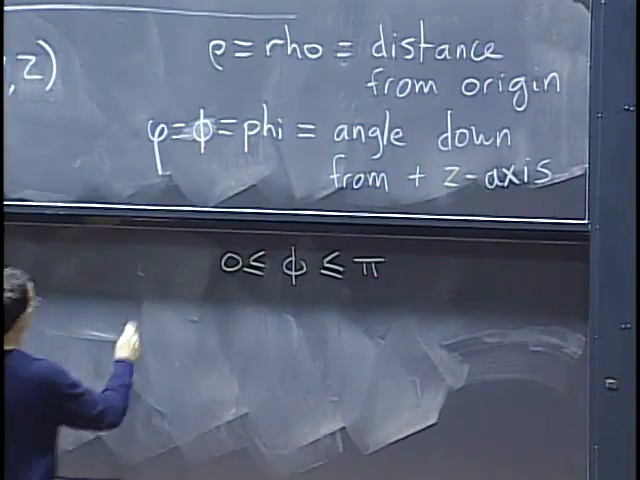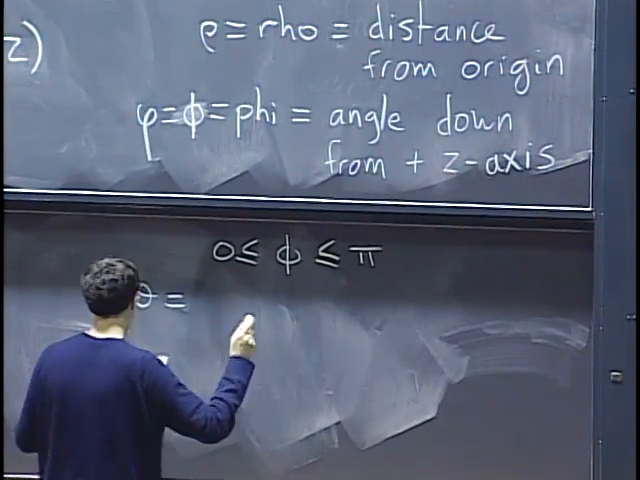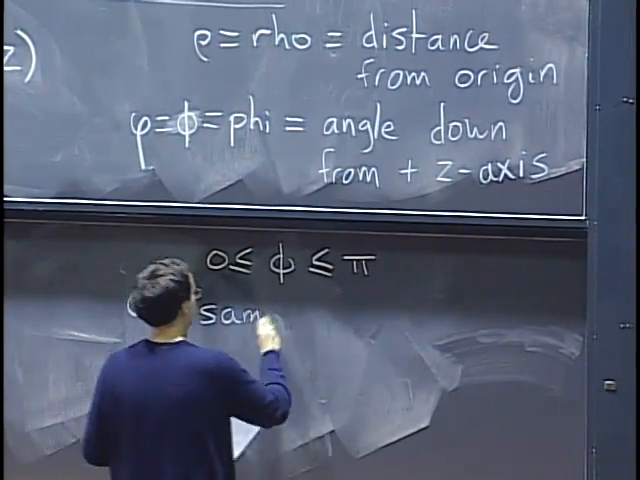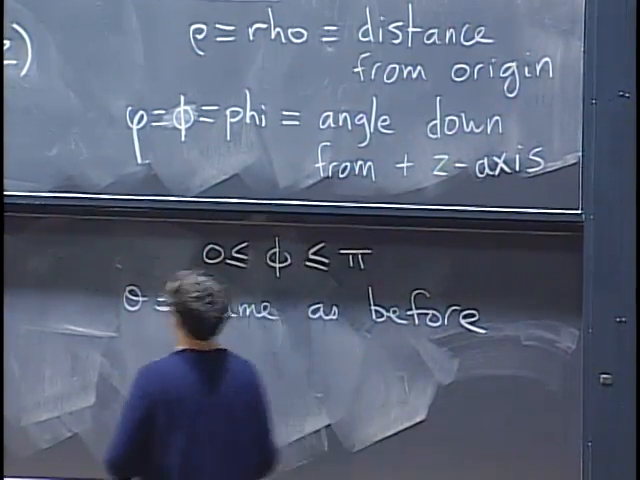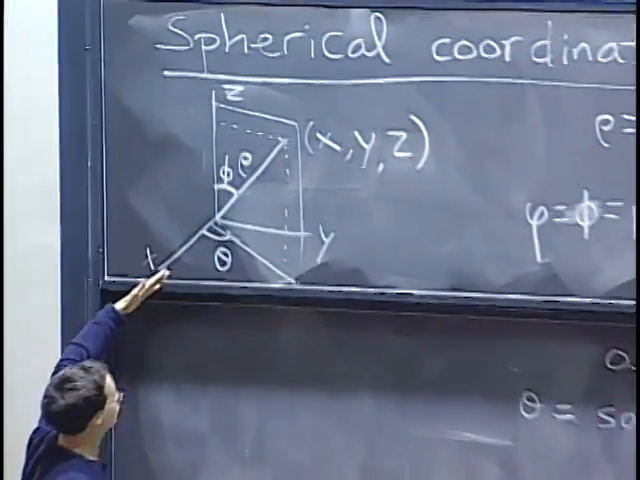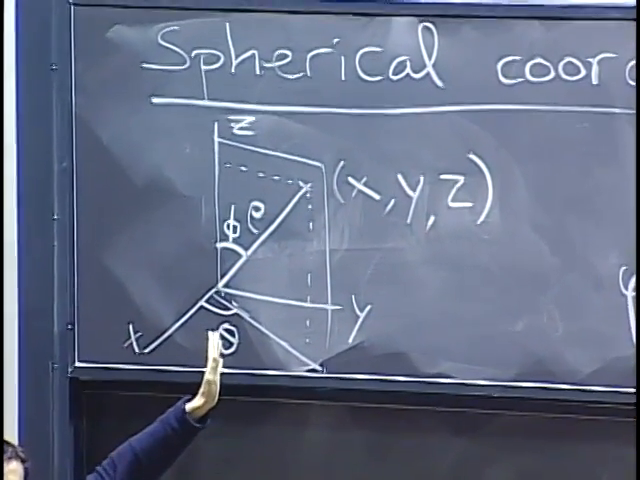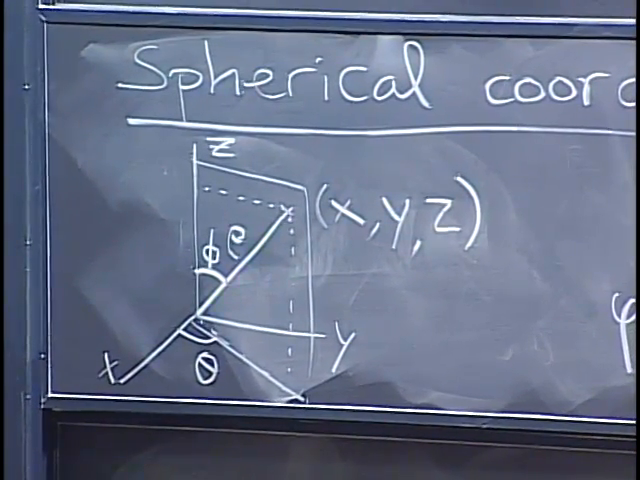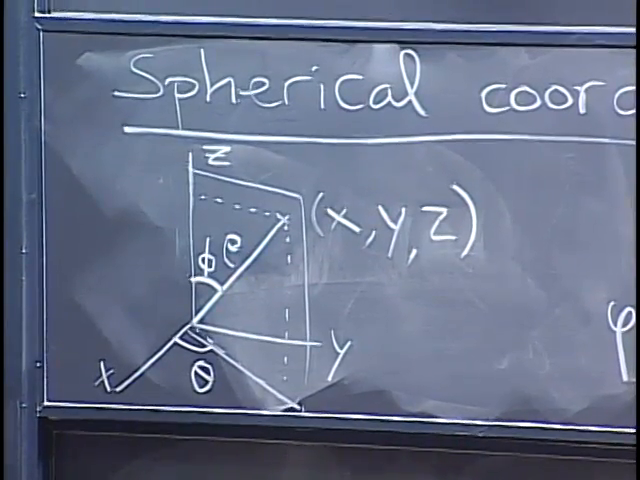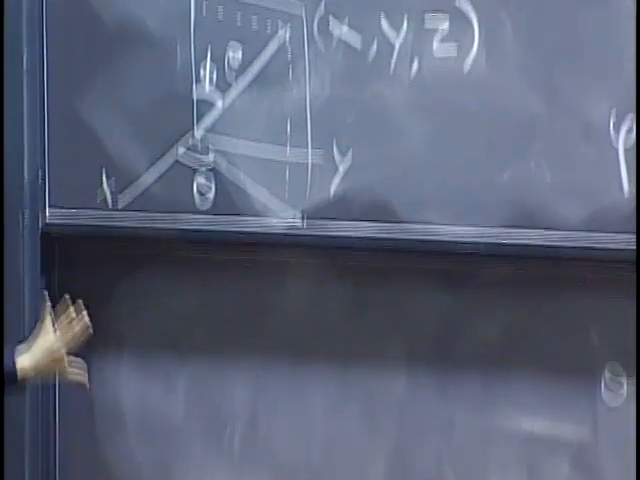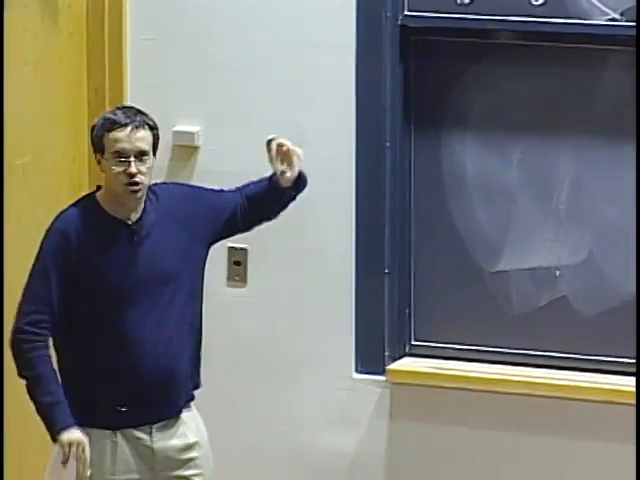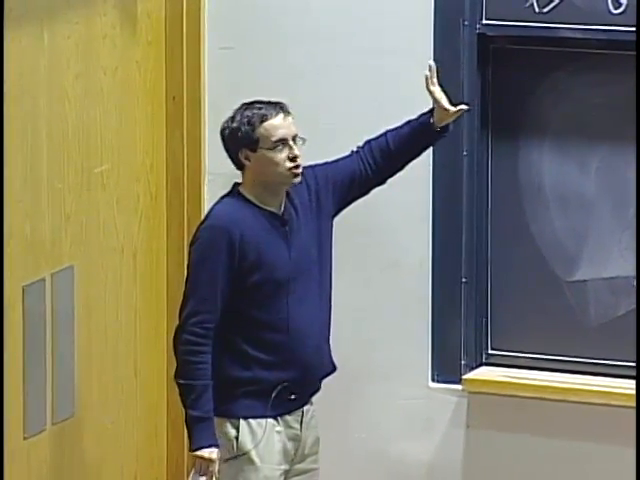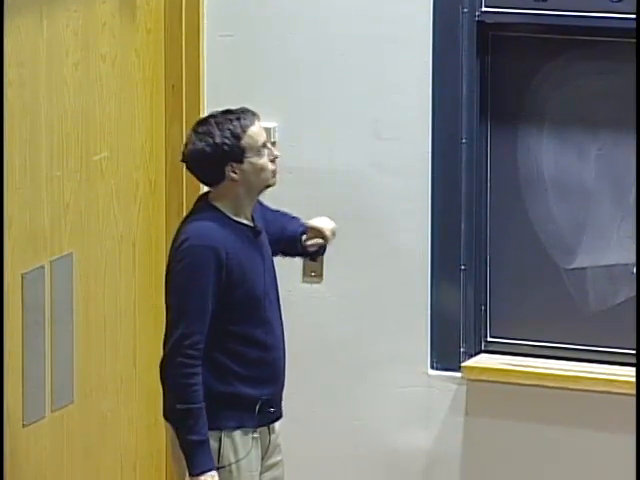And finally, the last one, theta, is just going to be the same as before. So it's the angle after you project to the xy plane, that's the angle counterclockwise from the x-axis. Okay, so that's a little bit overwhelming, not just because of the new letters, but also because there's a lot of angles in there. So let me suggest two things that might help you a little bit.